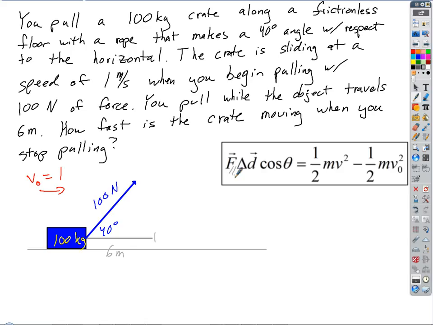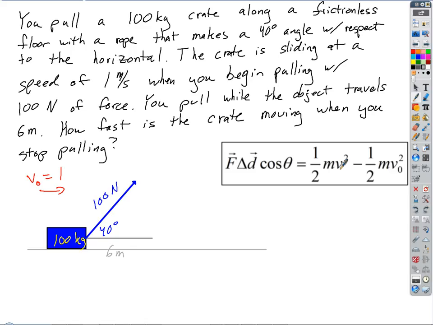It is F cosine theta. Never mind, we have it written down. So we have F, we have theta, we have the displacement, we have the initial speed, we have the mass. The only unknown is final speed. And that's a pretty easy problem to do, isn't it?